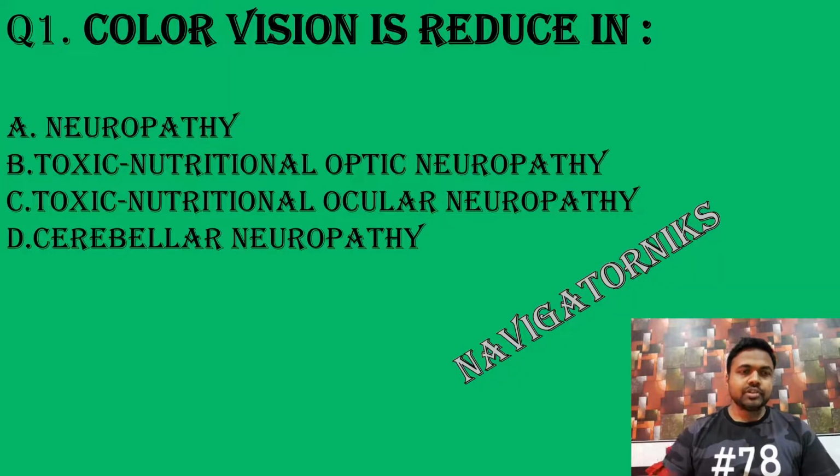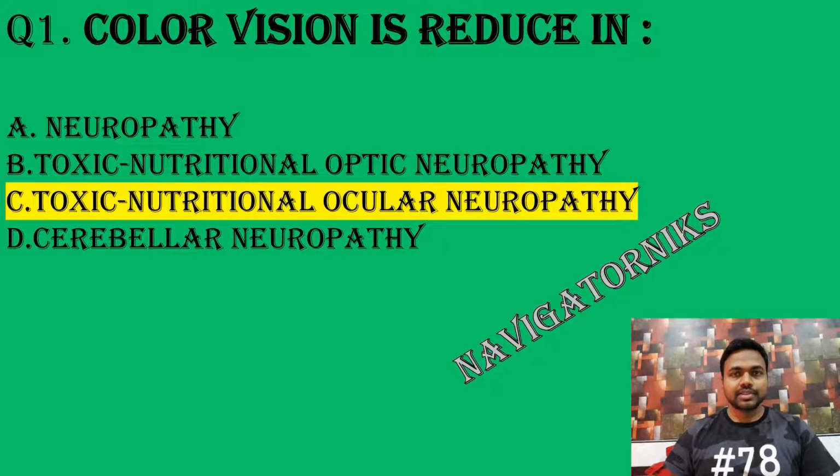So question number 1 is color vision is reduced in option A neuropathy, B toxic nutritional optic neuropathy, C toxic nutritional ocular neuropathy, D cerebellar neuropathy. And the correct option is C toxic nutritional ocular neuropathy.